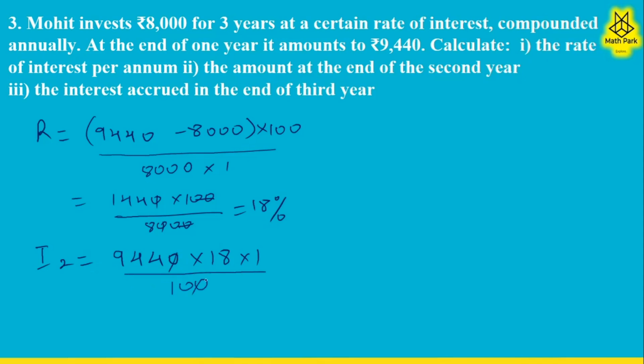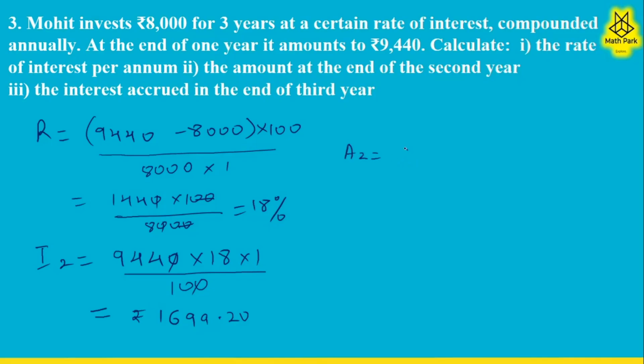So what is better you can do is 944 times 1.8. 944 times 1.8, you get this as rupees 1,699.20. This becomes the interest. Now you have to find the amount at the end of the second year, which I call A2.